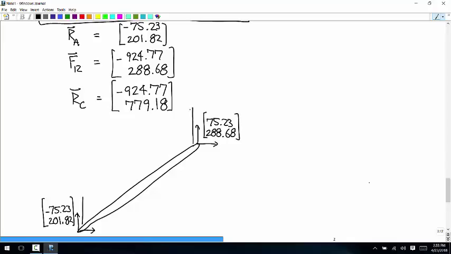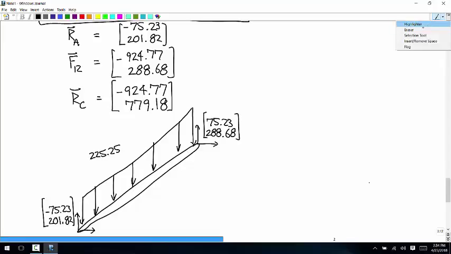And then there's also the weight. And the weight is a downward distributed load. With a magnitude of, well, let's write it as a distributed load. So it's 490.5 divided by 2 meters. So 245.25 Newtons per meter.